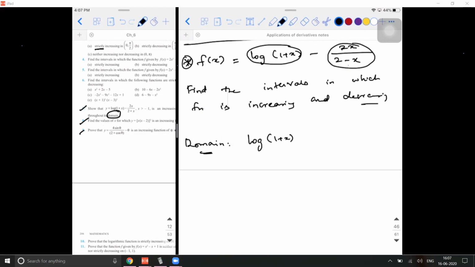Okay, let's do it. Has anyone started doing this problem? How many of you have started? Yes, sir. Okay, then I don't want to modify.